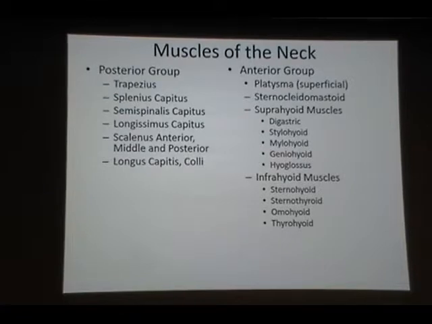Okay. Then there is a muscle that helps to make the floor of the mouth attached to, what were these ridges on the inside of the mandible called?